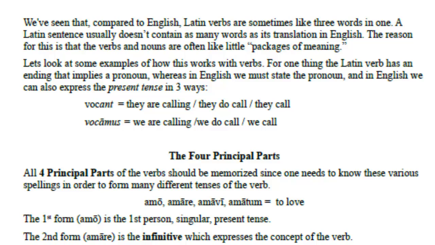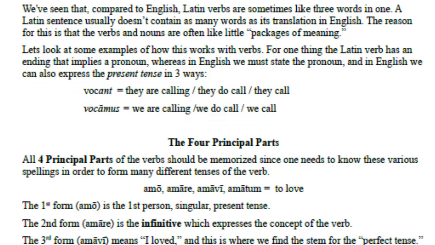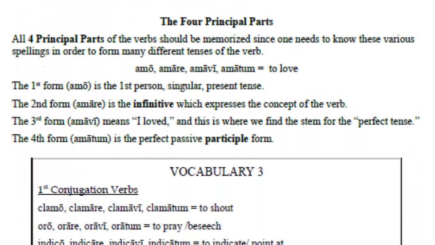So all of this causes us to have fewer words in a Latin sentence than we do in an English sentence. The other thing that you'll be learning in this chapter is what the 4 principal parts are all about. In every language, we have principal parts of verbs. These are the various forms of the verbs that should be memorized in order to know the spellings that you will use for stems to form all of the different tenses of the verb.